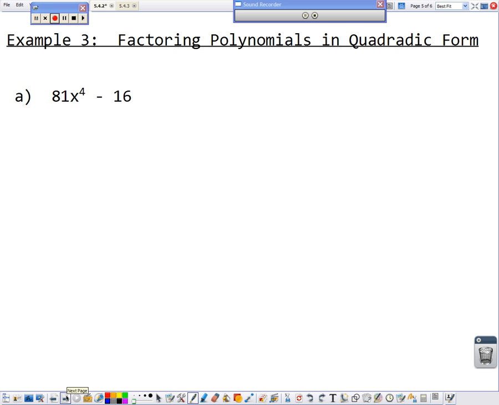Example number 3 is when you're factoring a polynomial in quadratic form. Now, what we mean by this is a lot of times, if you'll notice, we have a minus sign. So a lot of those rules will apply. So you're basically saying, oh, wait a minute, this is a perfect square. 81 is a perfect square, x to the fourth is a perfect square, and so is 16. So the square root of 81 is 9. Square root of x to the fourth is x squared, minus square root of 16 is 4. And remember, on a difference of squares, I need the exact same thing, except with a plus sign.